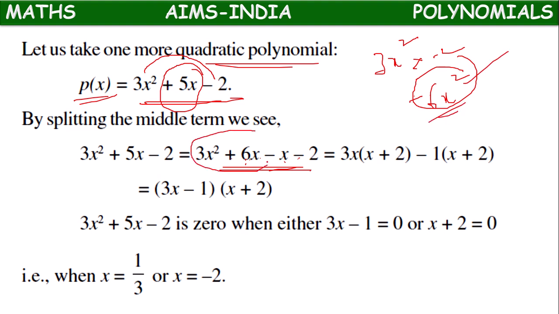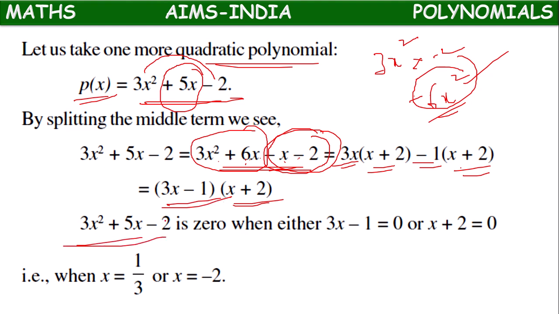First two terms one group, next two terms one group. In the first group, 3x is common: 3x(x + 2). In the second group, -1 is common: -1(x + 2). Again x + 2 is common, so (x + 2)(3x - 1). So the quadratic polynomial will be 0.